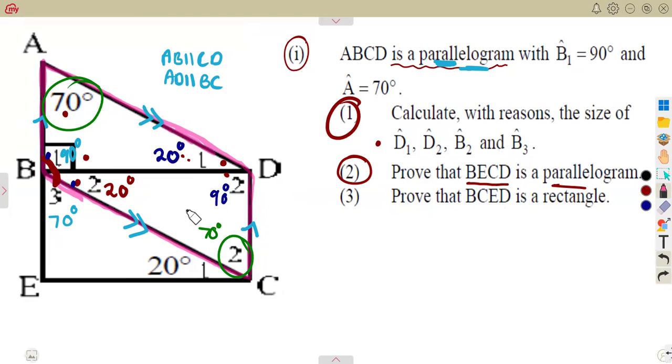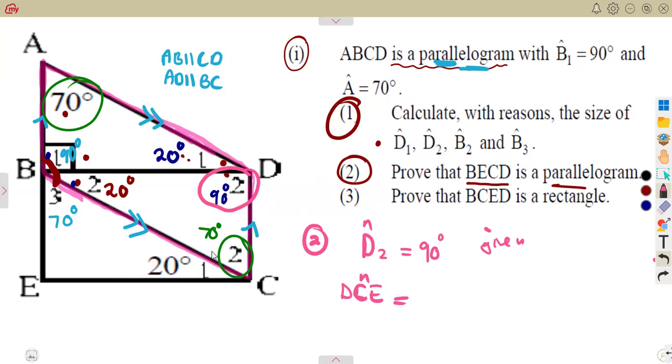In this case, D2 is 90 degrees. So let's see what is happening here. Angle D2 is equal to 90 degrees. We are already given that, or we calculated this. And this is happening at angle C, which is DCE. This whole angle DCE is 90 degrees, 70 plus 20 degrees.